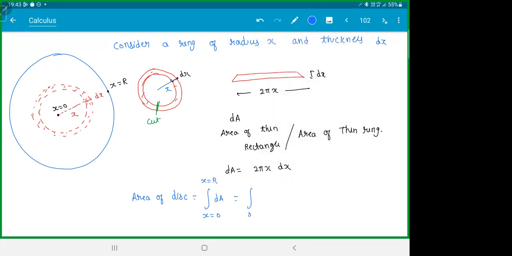Substitute here, 0 to r, 2 pi x into dx. 2 pi is constant, integral x power 1 dx from 0 to r. This is nothing but 2 pi x square by 2, limits will be 0 to r. 2 will cancel. You end up with pi into r square minus 0, which is pi r square. That is the area of the disk.